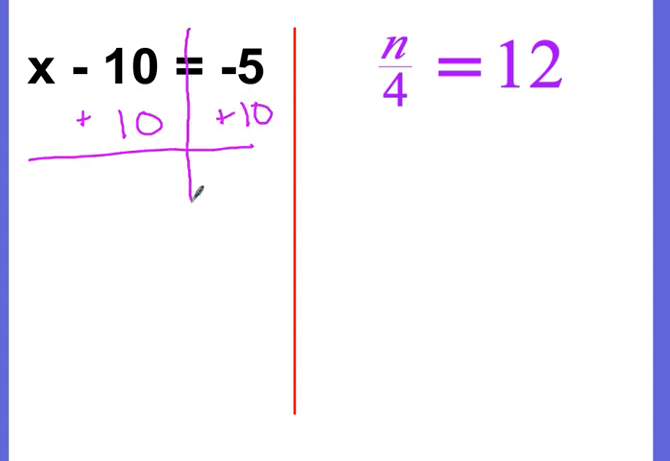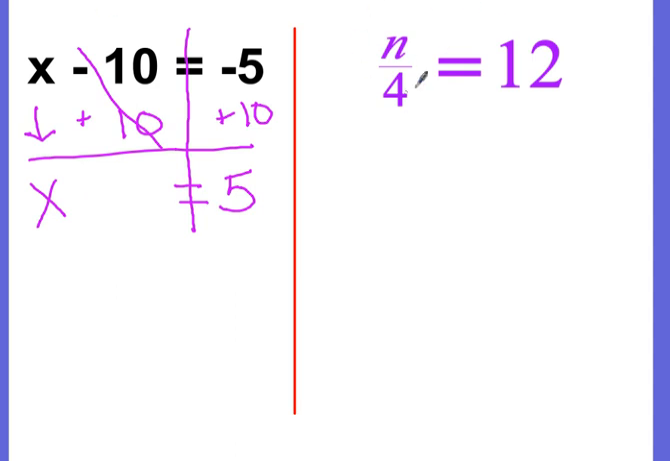Now, yes, you still need to know your rules for adding and subtracting positive and negative numbers. So because of that, negative 5 plus 10 is positive 5. Okay, and these do cancel. Negative 10 plus 10 is 0. There's no reason to write x plus 0 because it's just going to be x. So I get x equals 5.